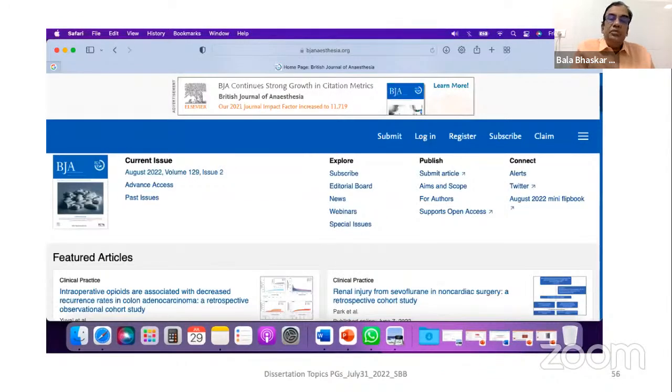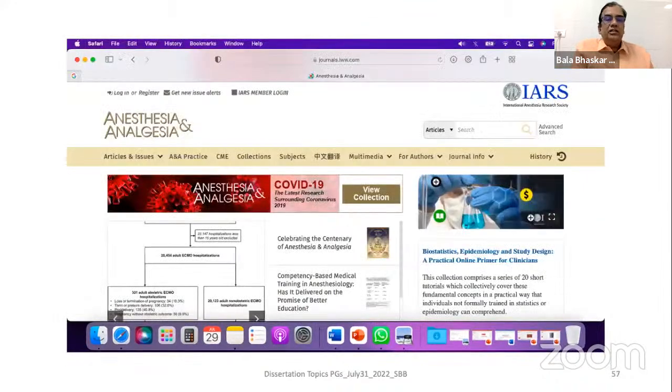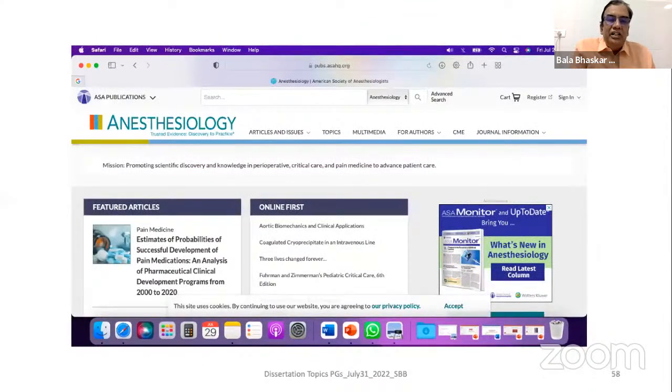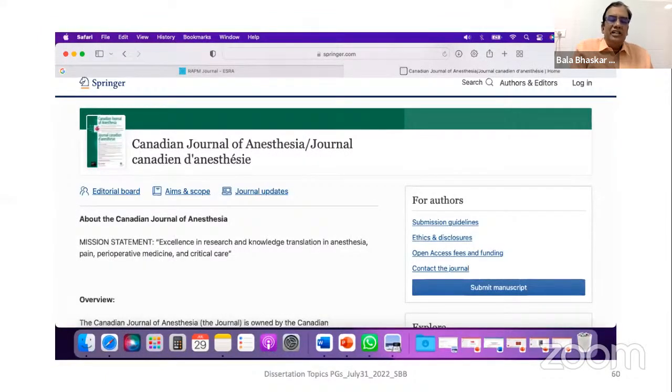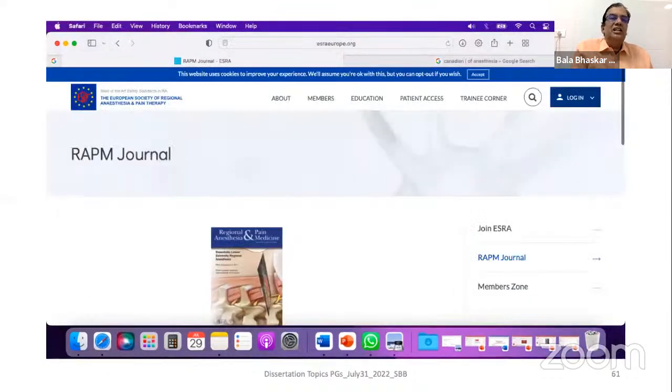You can go to the British Journal of Anaesthesia, Anesthesia & Analgesia, and Anesthesiology. Don't think that I'm citing only the bigger foreign journals. The advantage is that many of the articles are now provided free, especially in the last 7-8 years, when open access has become more dominant, and you can pick up suitable articles. Then the Canadian Journal of Anaesthesia and Regional Anesthesia and Pain Medicine journal, if you want to pick up something related to specialties.